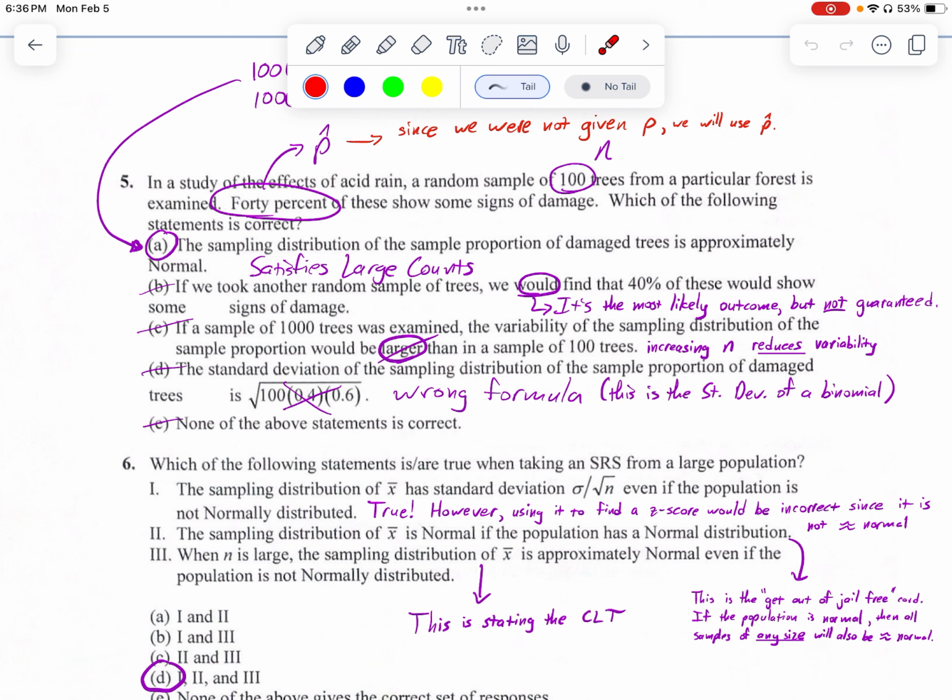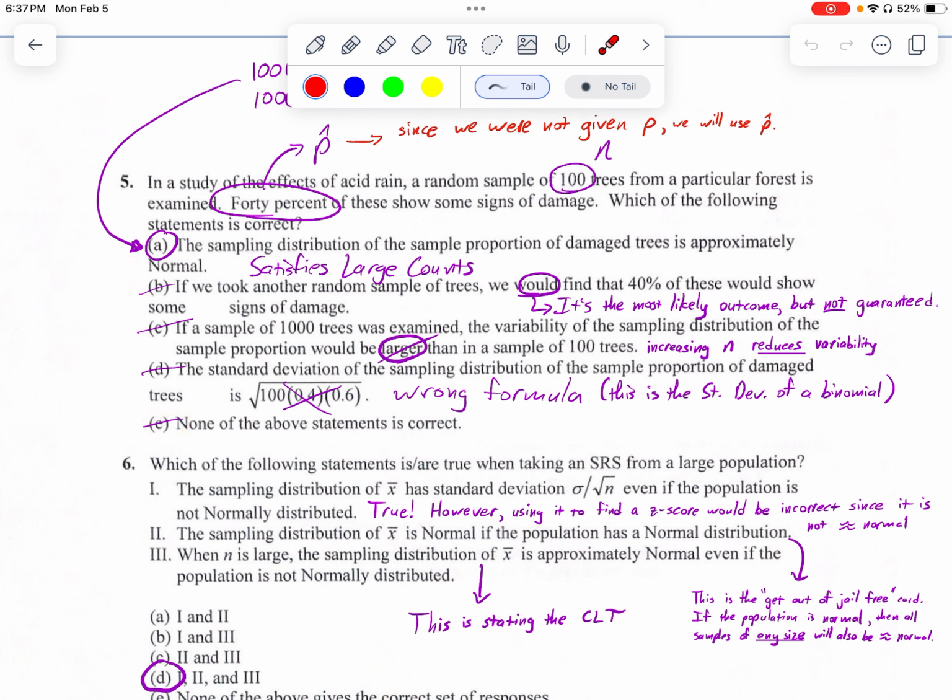What's wrong with D? The standard deviation of the sampling distribution of the sample proportion of damaged trees is this thing. That's not the formula on your cheat sheet that I just showed you. It's actually the formula for a binomial, which was the last chapter. So they like to do this. They throw something on there that you're like, oh, I'm familiar with that. I've seen that, but it ain't right. It's not going to be E because it is A.